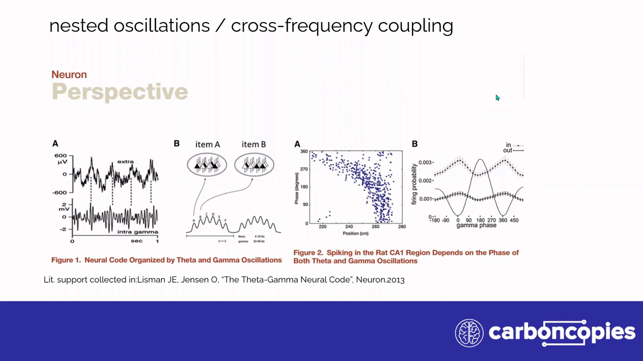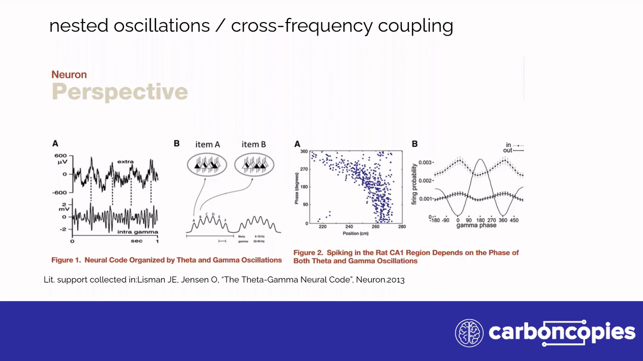In 2013, Lisman and Jensen identified and summarized studies that may further clarify the level of experimental evidence for the crucial hypotheses of nested oscillations and cross-frequency coupling, or CFC. Here in Figure 1, the neural code organized by theta and gamma oscillations. In A, we see simultaneous extracellular, on the top, and intracellular, bottom, recordings from the hippocampus. Intracellular gamma is due to IPSPs, the amplitude of which is modulated by the phase of theta. This is work by Penttonen et al.